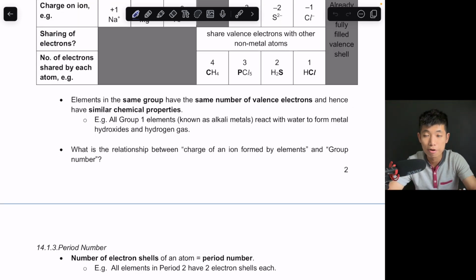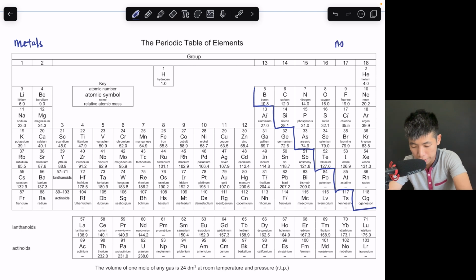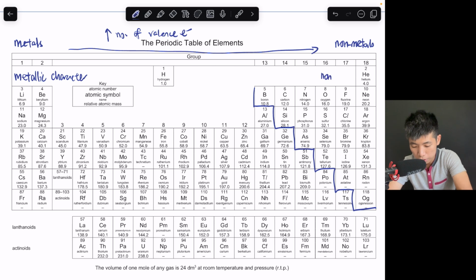Whenever you see the same number of valence electrons, you know that they have similar chemical properties and therefore undergo similar kinds of reactions. So in the periodic table, we have metals on the left and non-metals on the right. And going across, you have an increase in the number of valence electrons, correct? So we describe this trend as going from having a metallic character to having a non-metallic character.